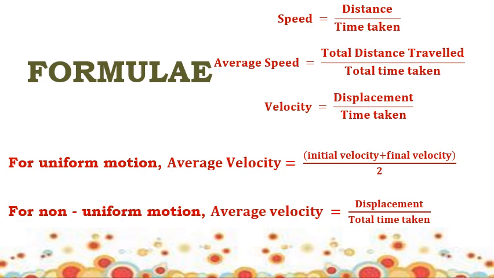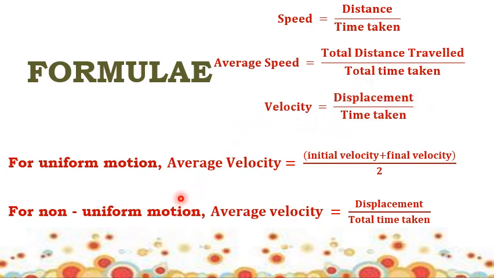So what is the first formula that we learned? Speed is equal to distance by time taken. And then what is average speed? Total distance traveled by total time taken. Velocity, instead of distance, we have displacement, because velocity is nothing but speed in a particular direction. When you consider distance in one particular direction, that is displacement. So displacement by time taken.